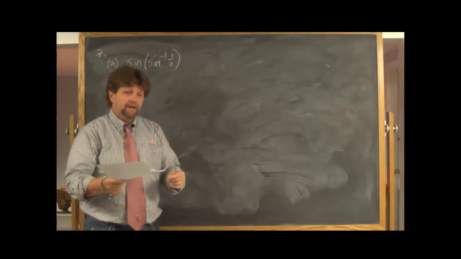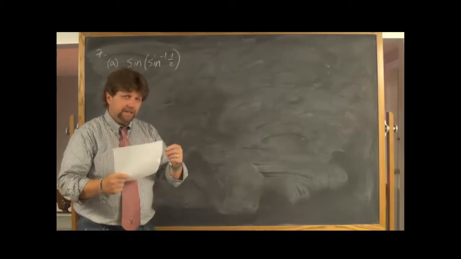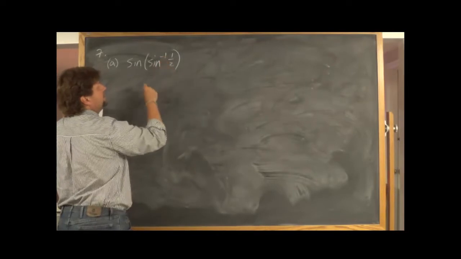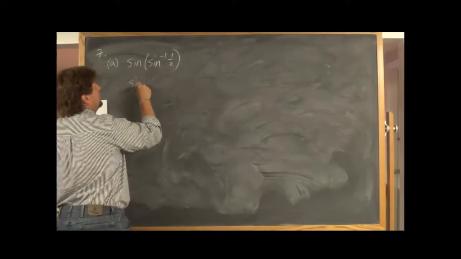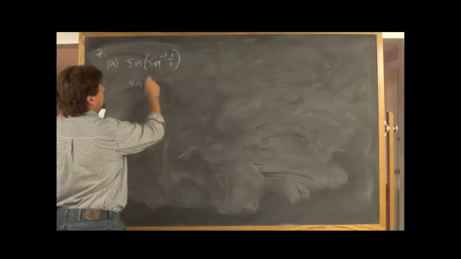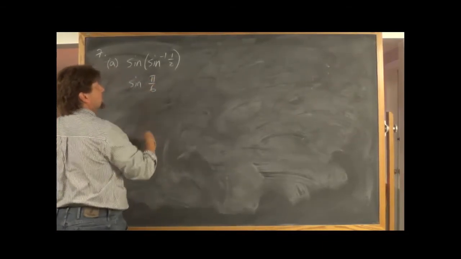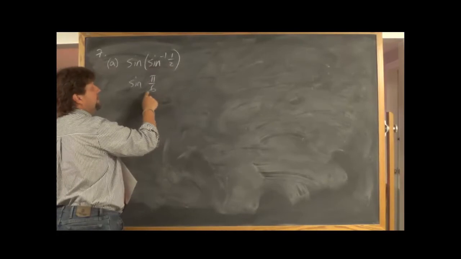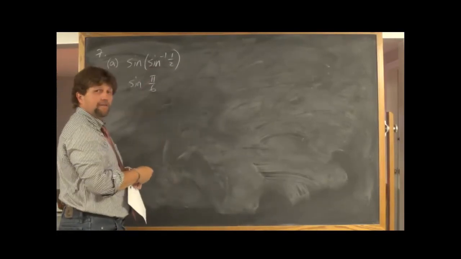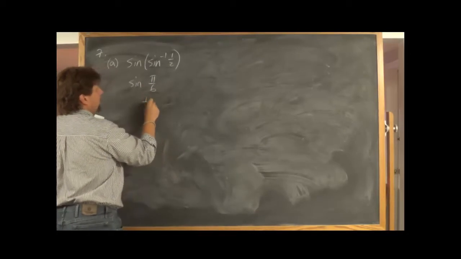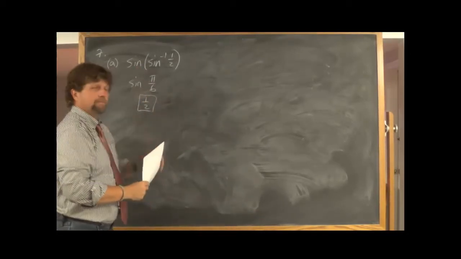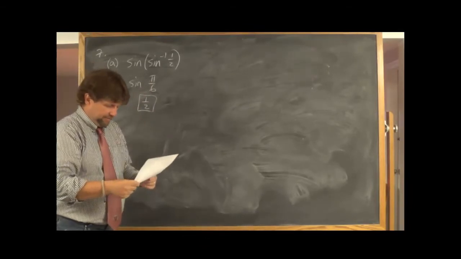And it is 1/2. But if you take it a step at a time, and you say, all right, what's the inverse sine of 1/2? You should get that the inverse sine of 1/2 is pi over 6. What's the sine of pi over 6? It's 1/2. So, pretty straightforward, pretty friendly one.